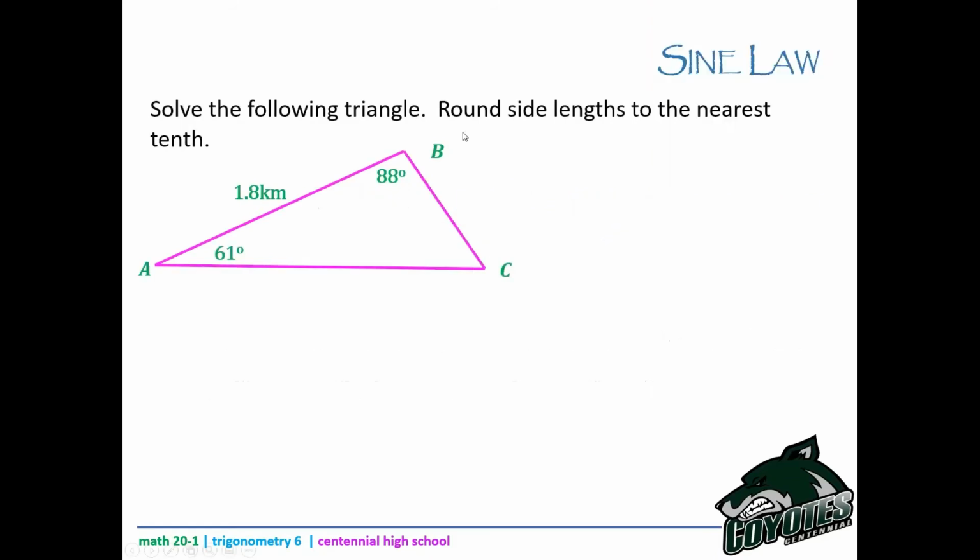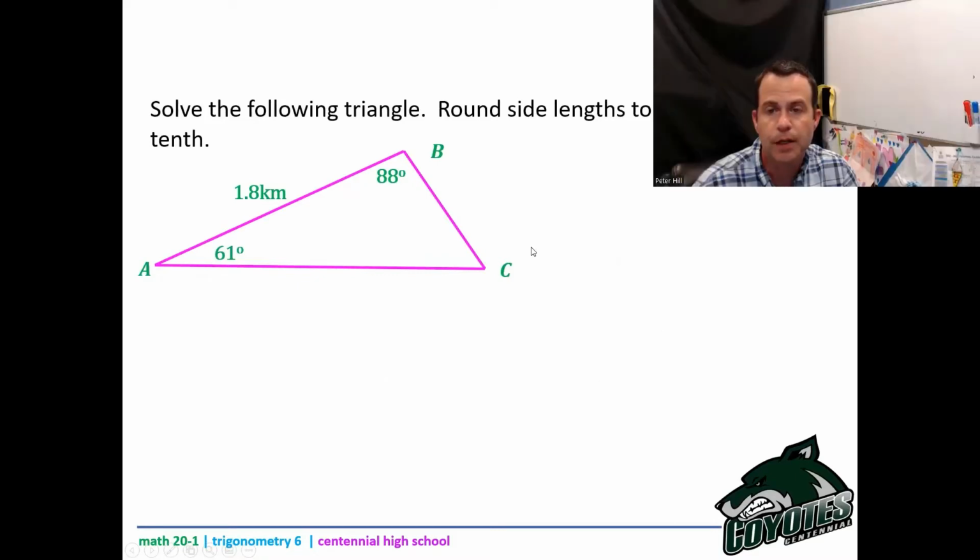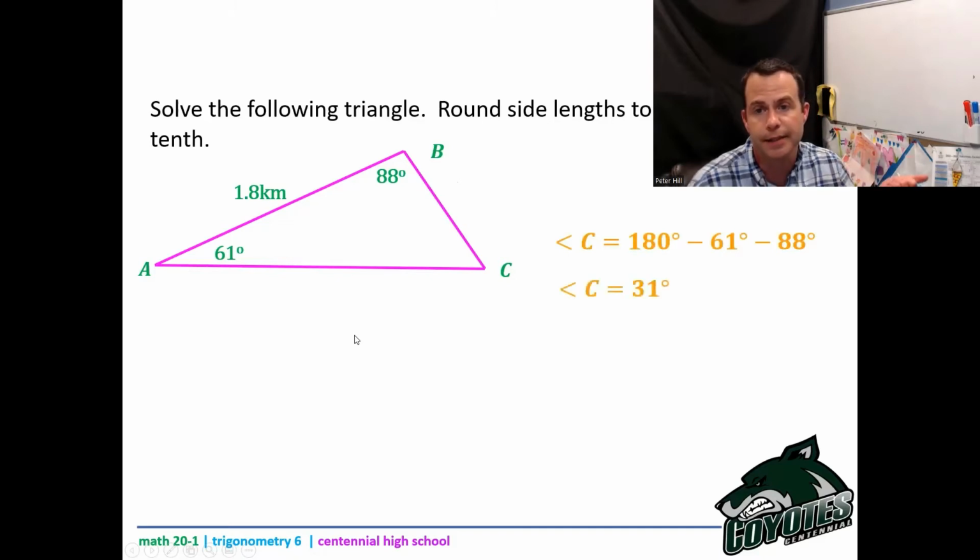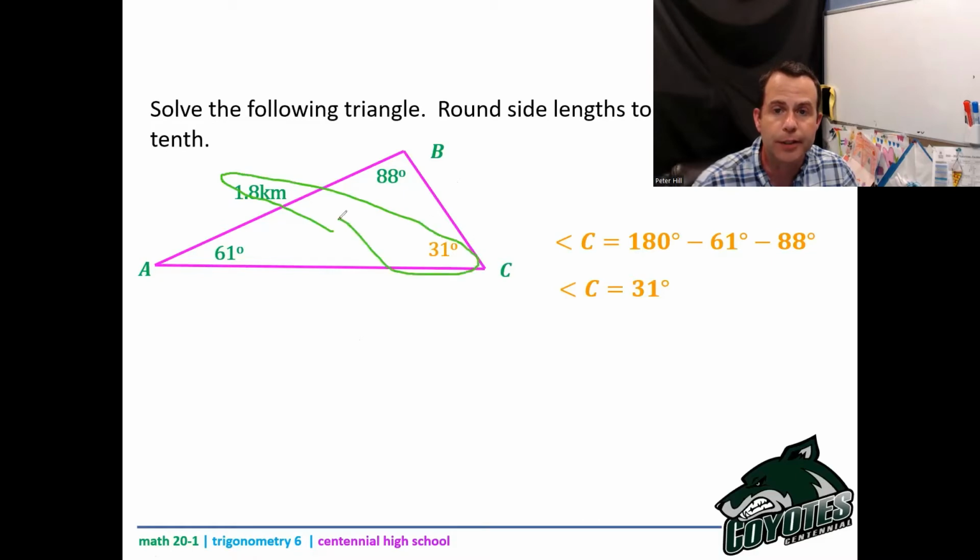Solve the following triangle, round side lengths to the nearest tenth. Okay, so do I have a pair? Well, I don't readily have a pair right now, but I can get one easily because I'm just missing an angle. All three angles of a triangle equal 180, so I can go 180 minus 61 degrees minus 88 degrees and get 31 degrees. Now I have a pair: 31 degrees and its opposite side.